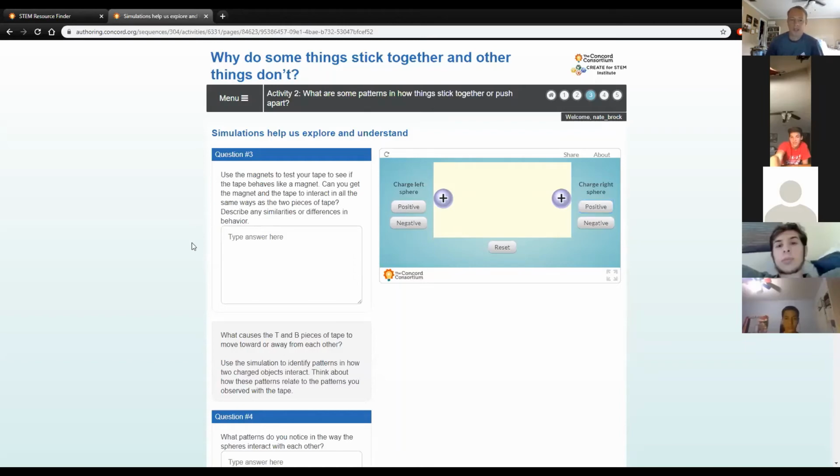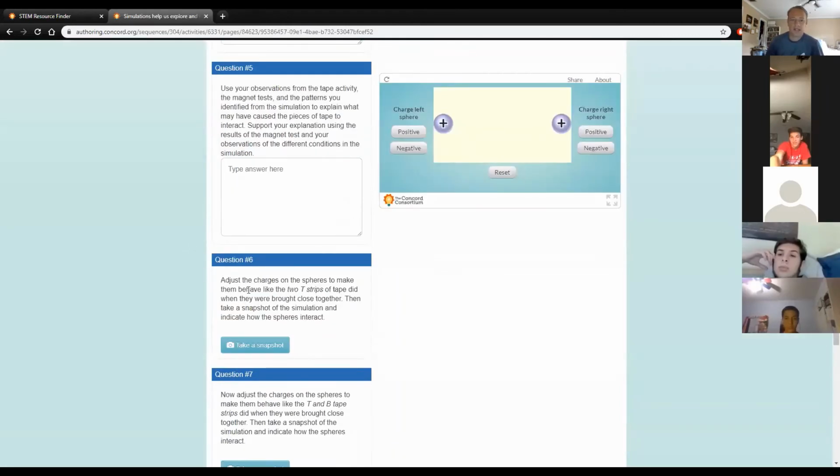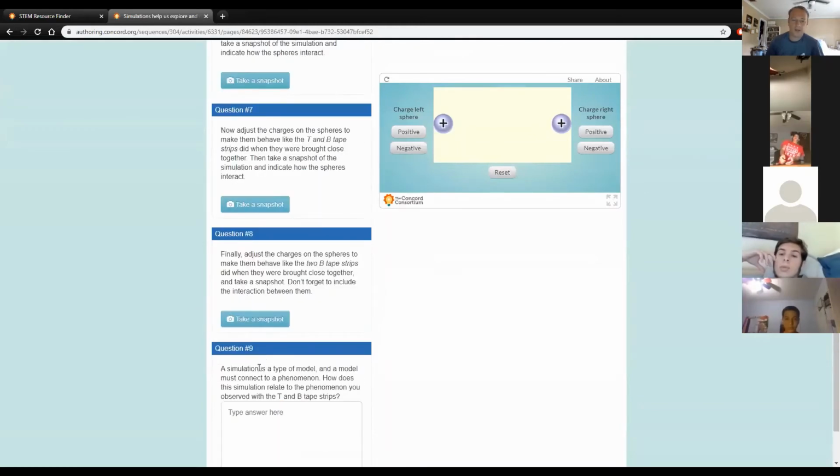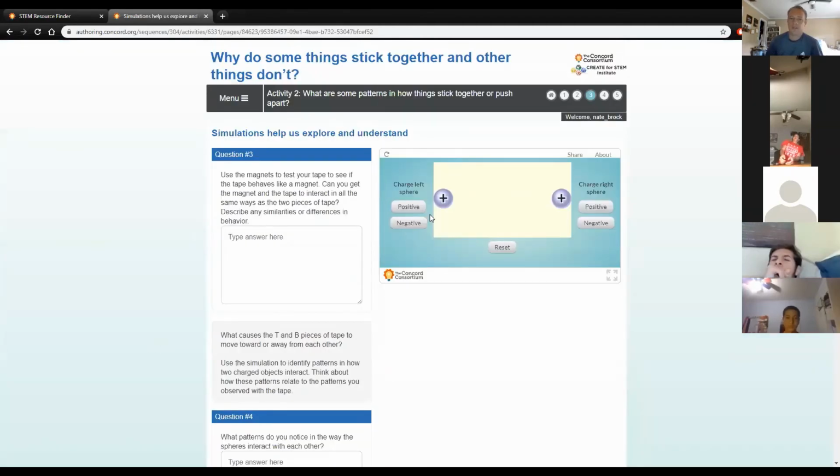And so the ultimate goal is that you guys understand why the model represents the tape strips: because they attract or repel in the same way. So the ultimate conclusion from this, hopefully, is that the tape, when it's separated from other tape, acts like a magnet, which means the tape gains a what? Charge. The tape gains a charge.